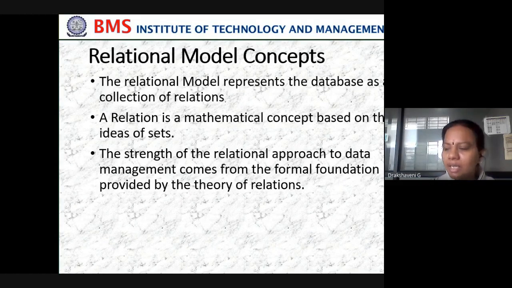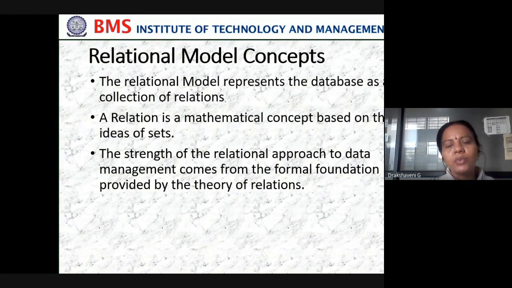So then what are the things which we see in the relational model? The relational model represents the database as a collection of relations. Whereas in the database or DBMS, we call it a table, here we call it a relation. So what is this relation? In DBMS we have a collection of tables. Here in the relational model, we call it a relation, and a collection of so many tables.